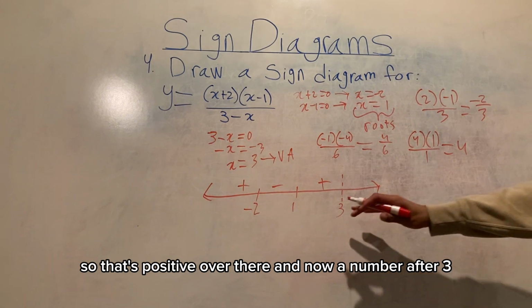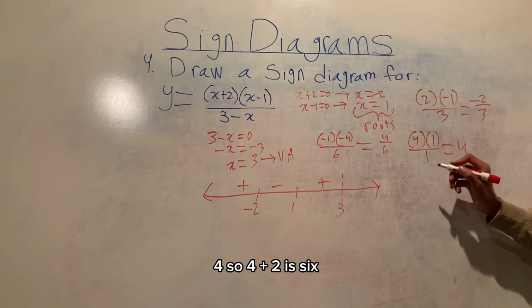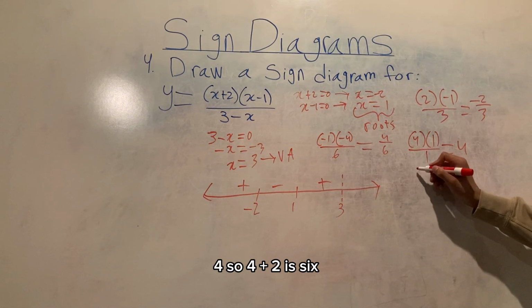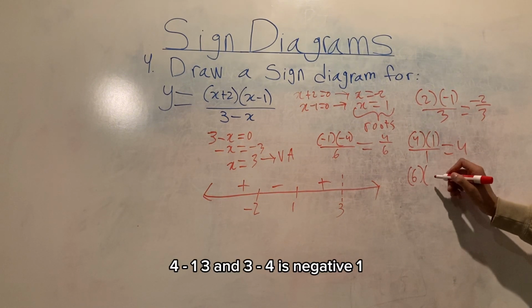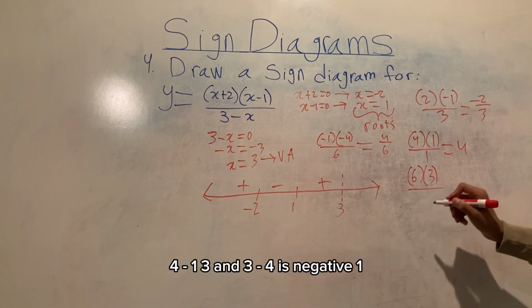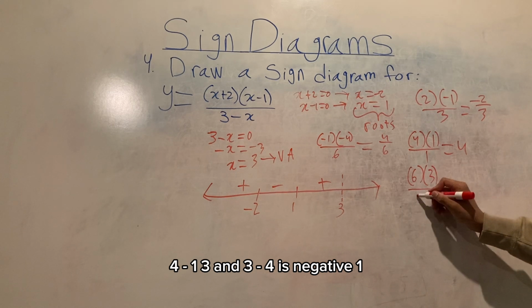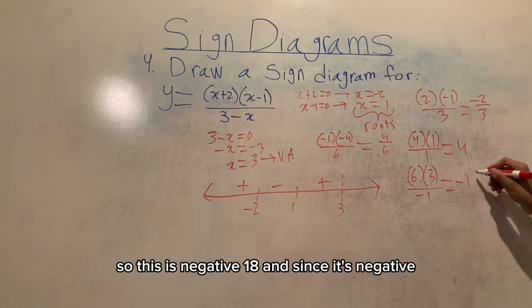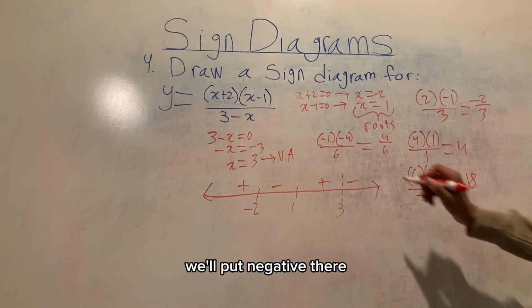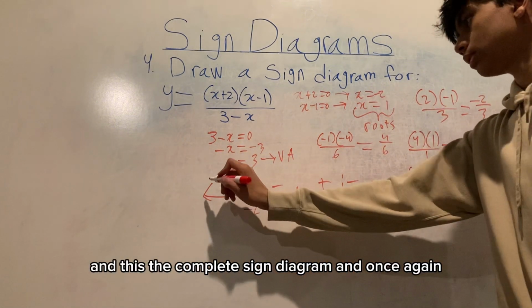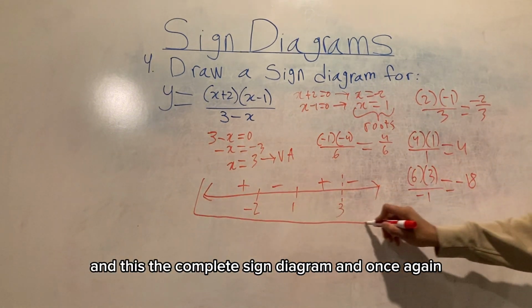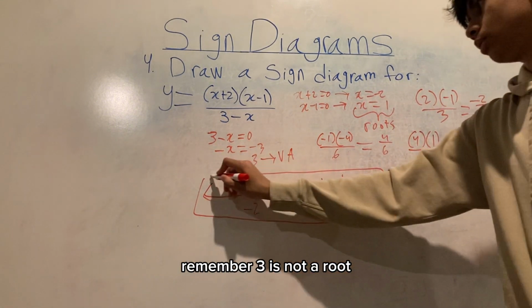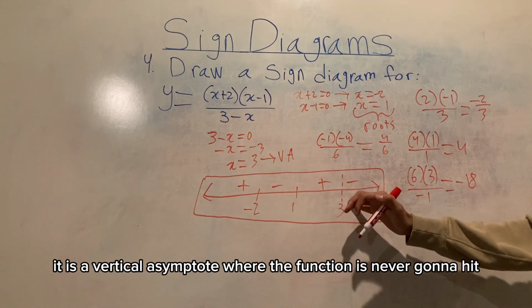And now a number after 3, let's just take the nearest one, 4. So 4 plus 2 is 6, 4 minus 1 is 3, and 3 minus 4 is negative 1. So this is negative 18, and since this is negative, we will put negative there, and this is the complete sign diagram. And once again, remember, 3 is not a root, it is a vertical asymptote where the function is never going to hit.